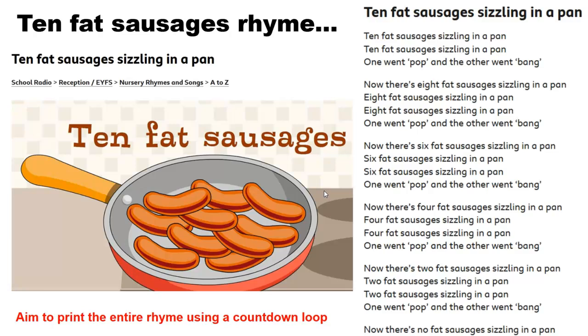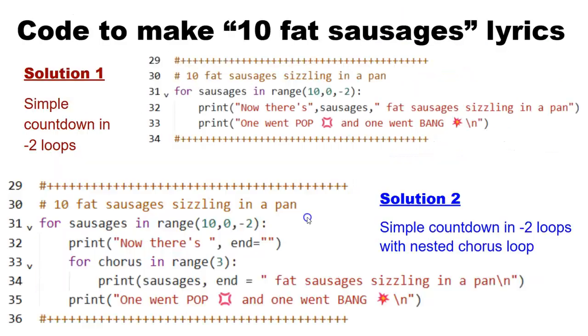Okay, 10 fat sausages sizzling in a pan. So we want to count down 10, 8, 6. So one went pop, one went bang. We lose 2 each time. So how are we going to deal with that? We can go for a simple solution where we use the sausages with a countdown of 2. And then if we wanted the full thing, we could make this slightly better version where it does the chorus.